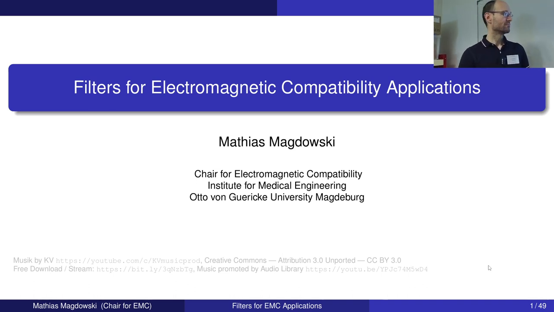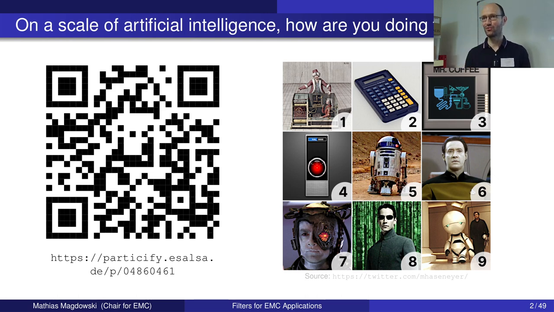Okay, so before we start, and as usually, I like to have this a little interactive. I have a survey for you, just to check if it works. So the question is, on a scale of artificial intelligence, how are you doing today? So I would appreciate if you take your cell phone and scan this QR code, and that should bring you to a web page that looks in a certain way that I will show you in a moment. And there should be a Q&A board, and there should be also something that is called icebreaker, exactly. And you need to click on this icebreaker, and there you should have these 9 answer options from the Mechanical Turk over the calculator to the more or less intelligent coffee machine.